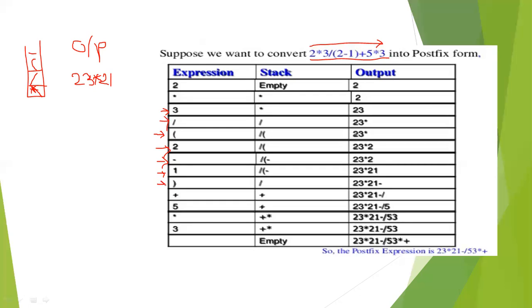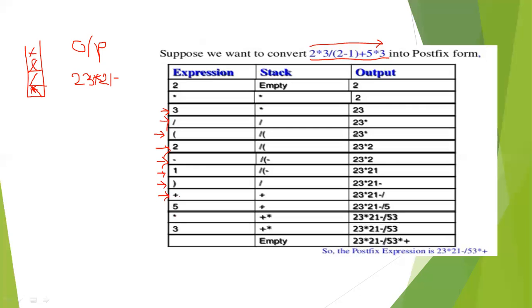Next is the ending bracket. When we come across the ending bracket, pop all the elements from the stack until we get the first occurrence of the starting bracket. So pop this minus sign and append it to the existing string, and then simply pop the starting bracket. The starting bracket need not be appended to the existing postfix string.